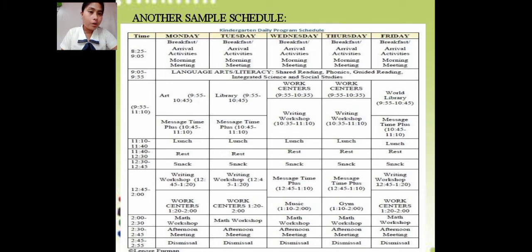And we have here another sample schedule, the kindergarten daily program schedule. We have the time, Monday, Tuesday, Wednesday, Thursday, and then until Friday. The start time is 8:25 to 9:05. We have there the breakfast, arrival, activities, morning meetings. Then at 9:05, we have the language arts, literacy, shared reading, phonics, guided reading, integrated science, and social studies. We have here the writing workshop. We have the work centers. We have the math workshop, and so on.